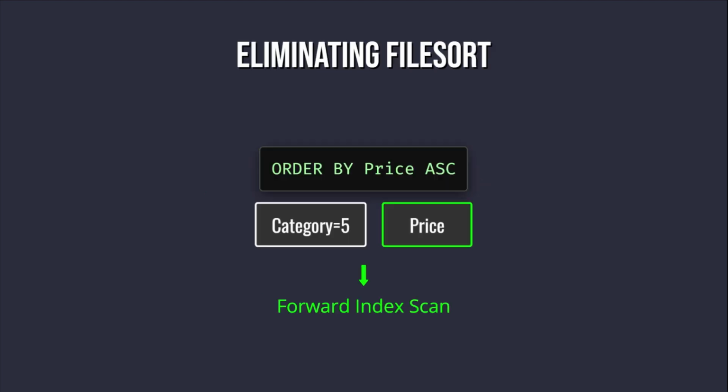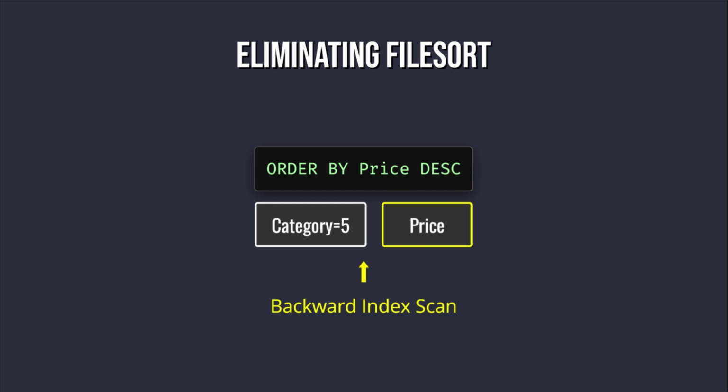Composite indexes are not only for filtering, they can eliminate expensive file sort operations. If your query includes an order by clause, the index columns must match the sort order exactly, or in reverse order, and must follow any equality conditions in the where clause. For an index on category identifier, price, a query filtering by category identifier equals 5 and ordering by price can use the index for both filtering and sorting.